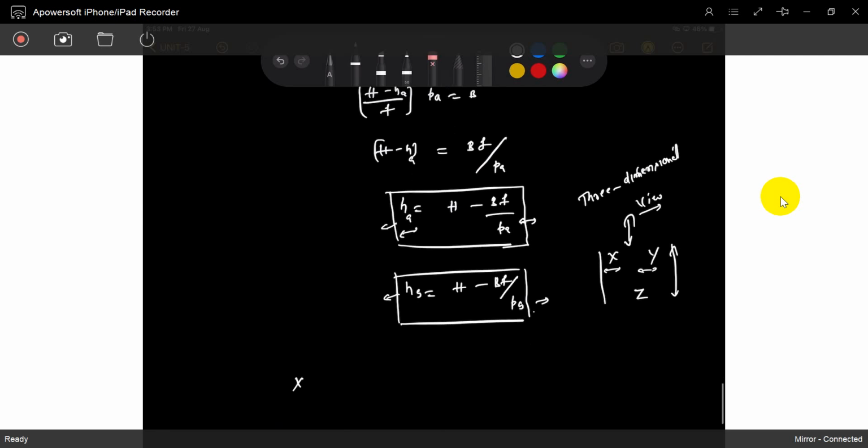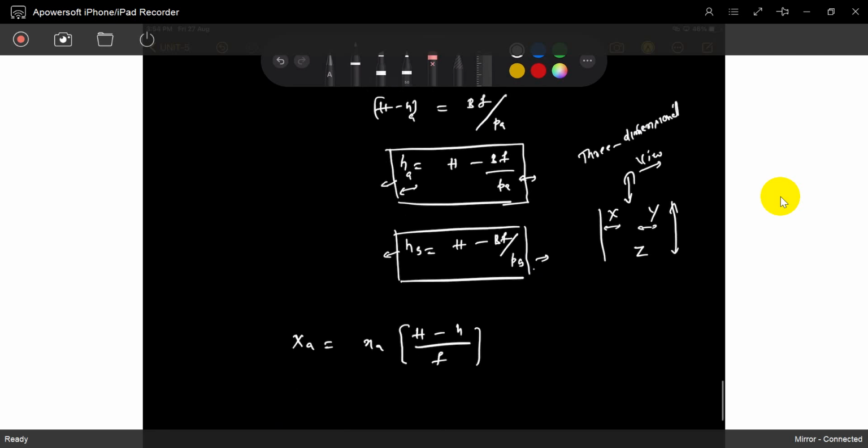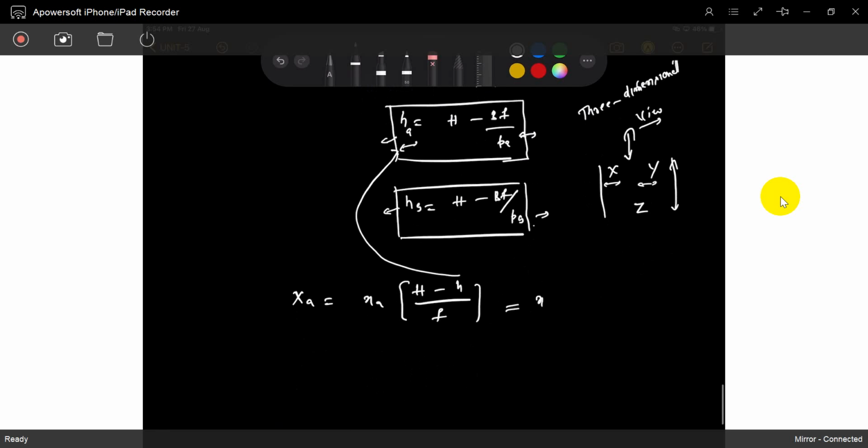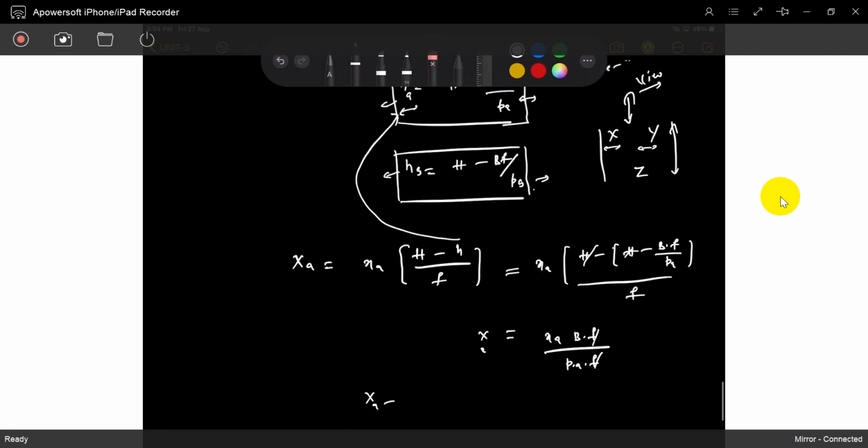So how do you get capital XA on the ground? Small xa is (H minus small h) by f. That is the coordinate. So you use this height h, which is H minus pf by pa, divided by f. H will cancel, f cancels. So what is XA? XA is small xa times B divided by pa. That's it.